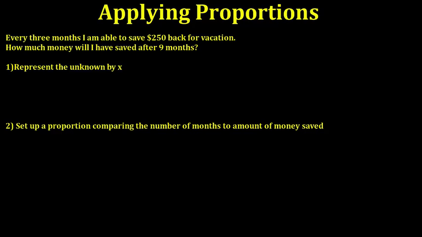In this video, we will be applying proportions. The first example is every 3 months I am able to save $250 back for vacation. How much money will I have saved after 9 months?